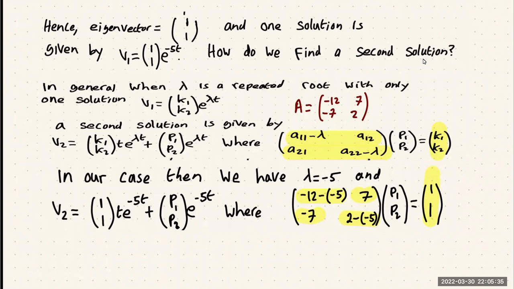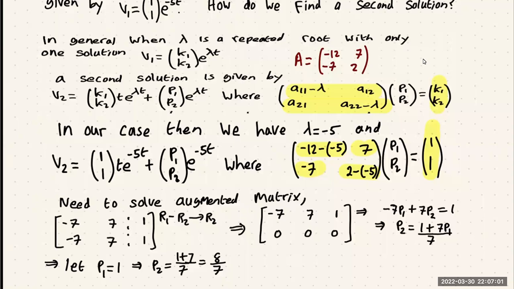So let me explain how to do that. To find P1 and P2, we're going to have to solve this augmented matrix. The augmented matrix is pretty much just the entries in this matrix here. So -12 minus -5 would be -12 plus 5, which is -7. Then 7, then -7. Then 2 minus -5, so that's going to be 7 also. Then this vector over here, you're going to put here.